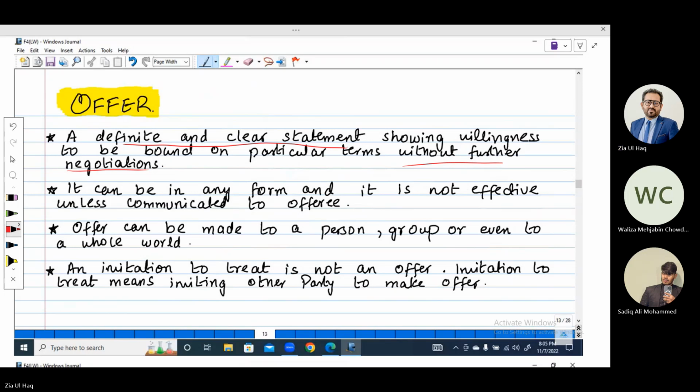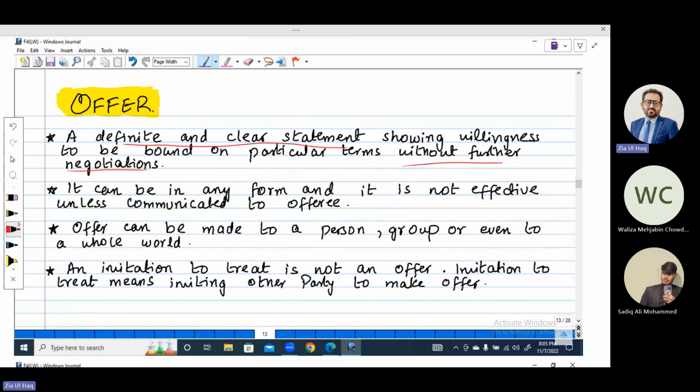Sometimes we visit different shopping stores, different grocery stores. There are some products on the shelf. Is that product on the shelf an offer from the store or not? The product on the shelf is not an offer. It is an invitation to treat. The product on the shop shelf is not an offer. It is an invitation to treat.